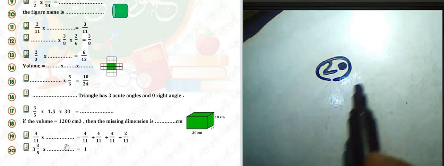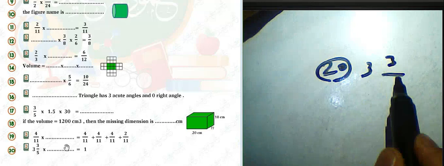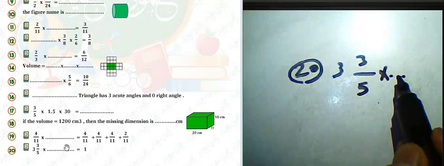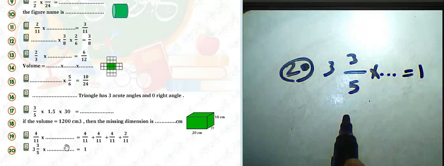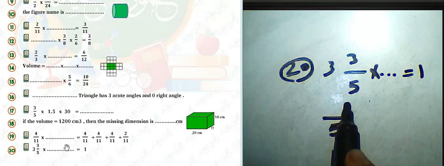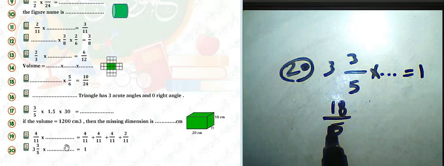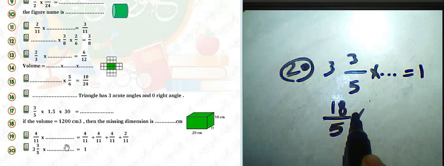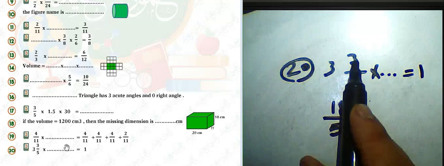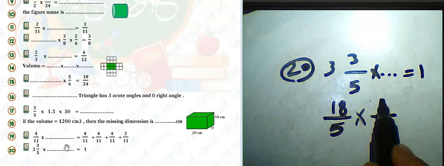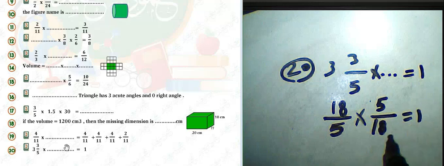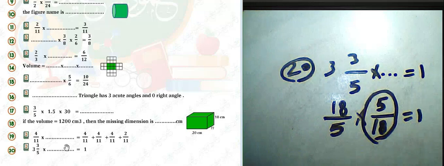Question 20. 3 and 3 over 5 multiplied by space equals 1. Write 5 here. 3 times 5 equals 15. 15 plus 3 equals 18. We convert from a mixed number to an improper fraction: 3 times 5 is 15, plus 3 equals 18. 18 over 5 multiplied by 5 over 18 equals 1. We must write 5 over 18 in the space.